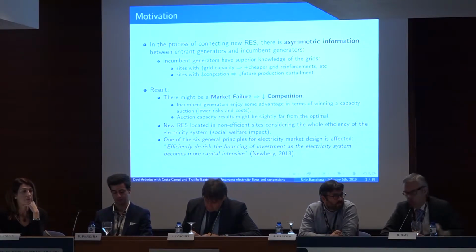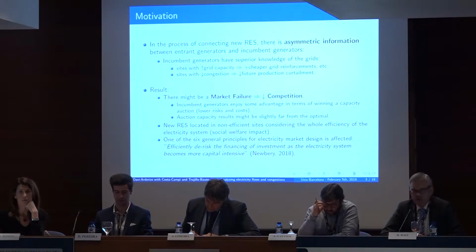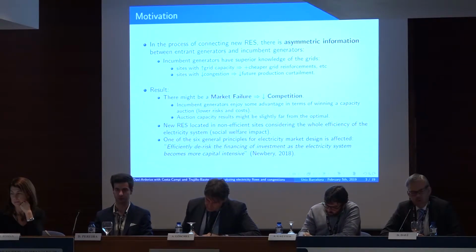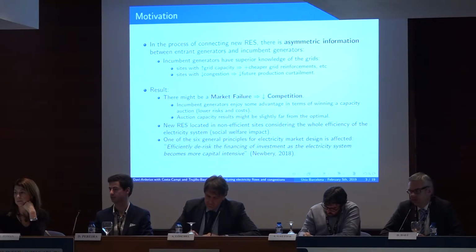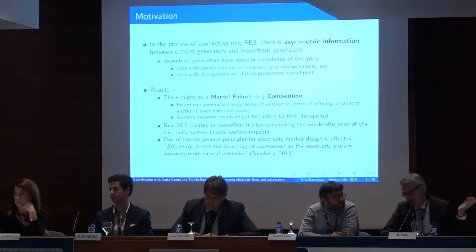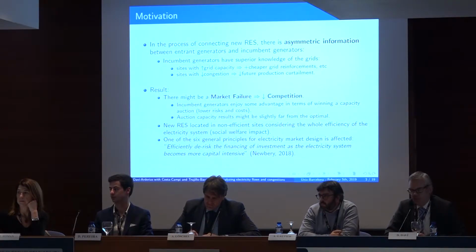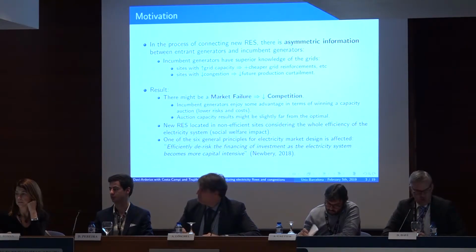So, moreover, as a consequence of that asymmetric information, this new capacity could be located in some locations that could affect the whole efficiency of the system, as you will see in following slides, which could have an impact on the social welfare. We are thinking in the idea that depending on which locations, that could imply building more grids. So more grids are more cost for consumers, which affects the social welfare.